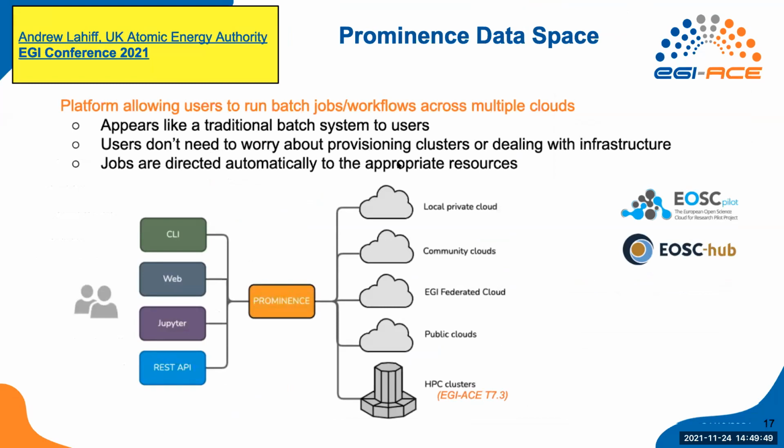This is based on Prominence, which is a platform to run batch jobs and workflows across multiple clouds. It has been developed by the UK Atomic Energy Authority. Basically it's a platform which tries to abstract away the different types of cloud where the jobs can run, so local, community cloud, the federated cloud, or the HPC as well, or the public clouds, with a series of different access modes for the users, so CLIs, web, JupyterLab, or REST API. It has also been developed in collaboration with other projects like EOSC-Cab and EOSC-Pilot.